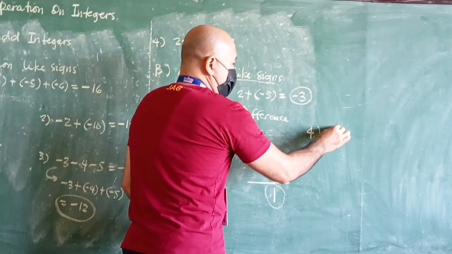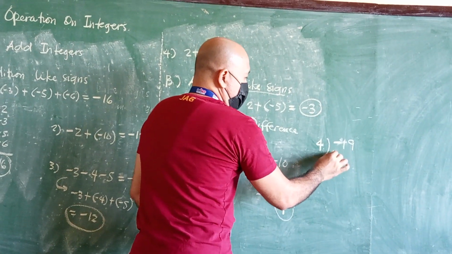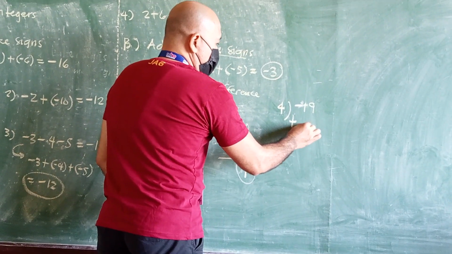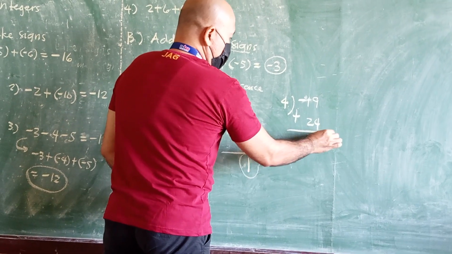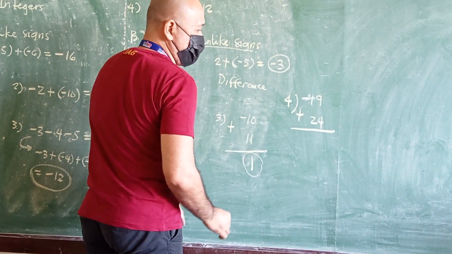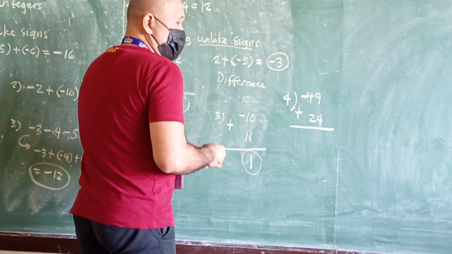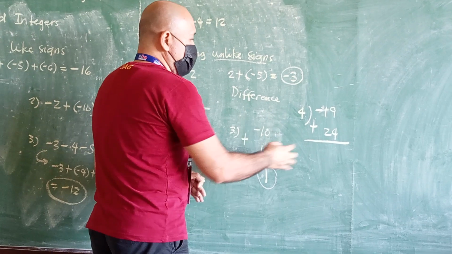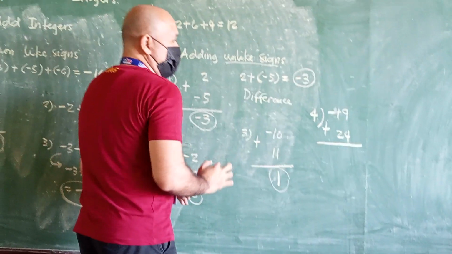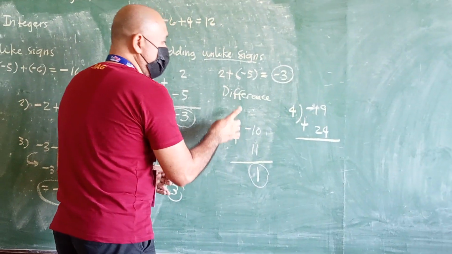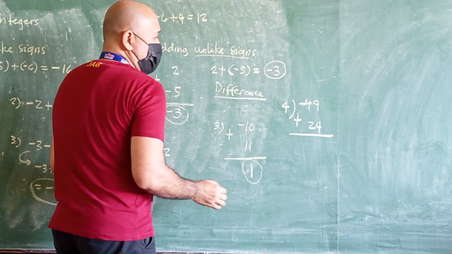We have negative 19 plus positive 24. Still, the two integers have unlike signs, so you are going to add this one under this rule, adding unlike signs. So simply, the first step is get their difference.